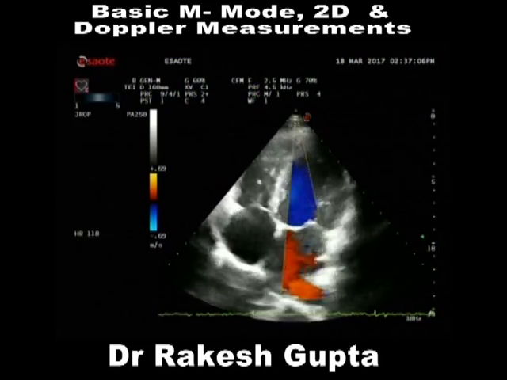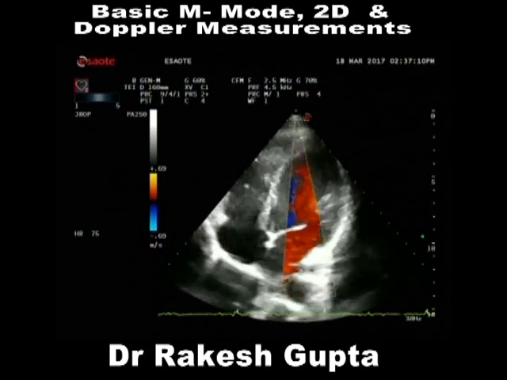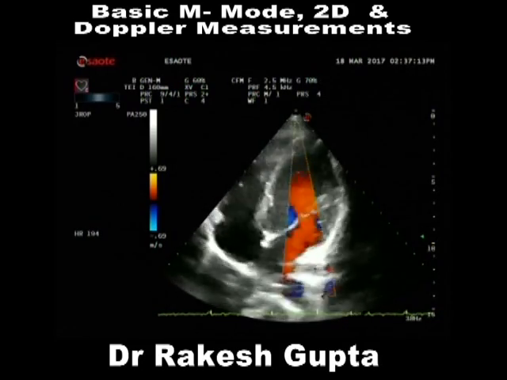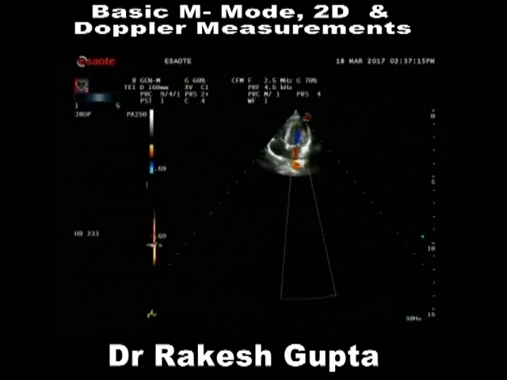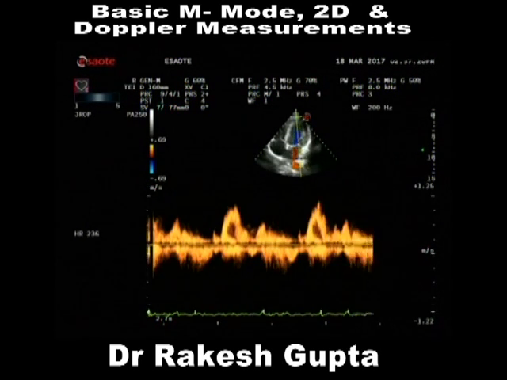Correct? So this is color optimization, color gain. Now the second thing I was saying is, now I'll take a pulse wave. I am keeping a sample volume distal to the tip of the leaflets.